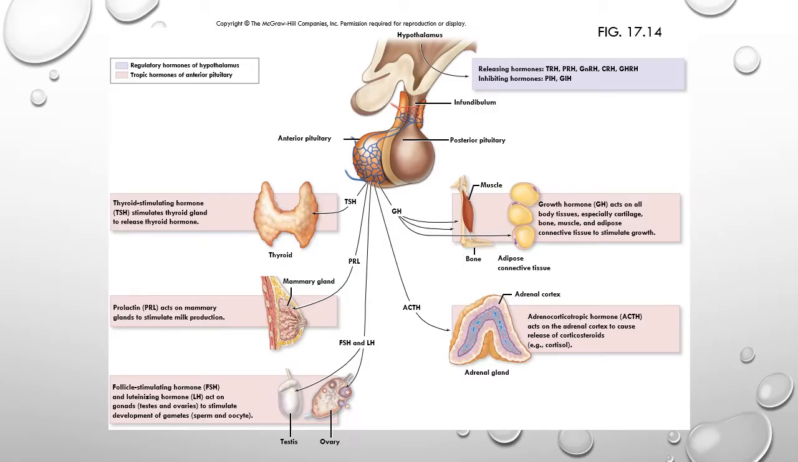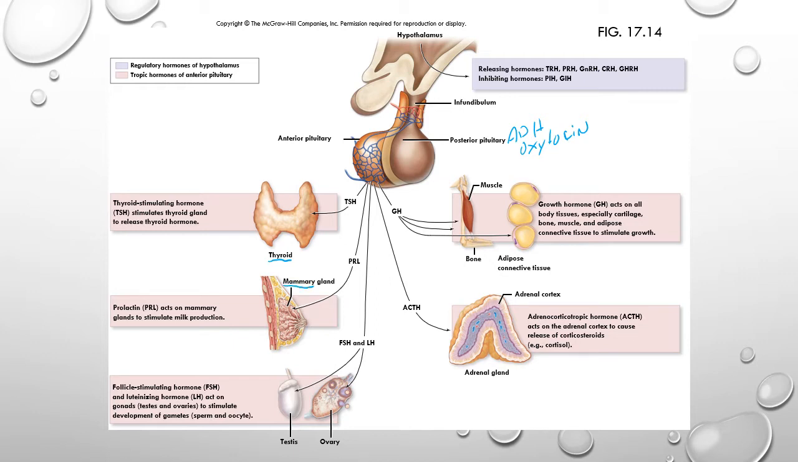So we have some different hormones here from the pituitary gland. We have our posterior pituitary, which gave us our ADH and oxytocin. And then from the anterior pituitary gland, we get a whole host of different hormones. Thyroid stimulating hormone goes down to the thyroid and stimulates its release of thyroid hormone. Prolactin goes down to the mammary glands and stimulates the production of milk.